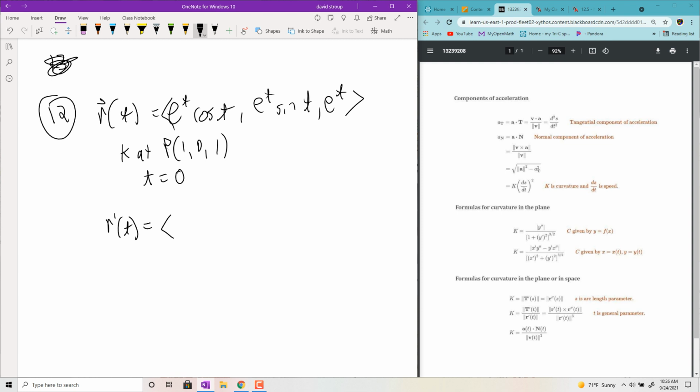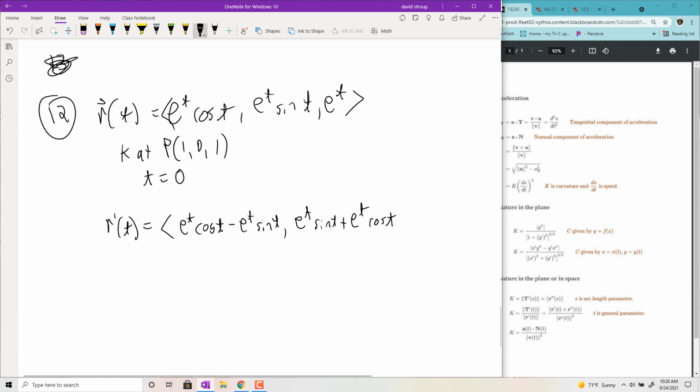So r prime of t, I got to do a product rule. The derivative of e to the t is e to the t times cosine t, and then plus leave e to the t alone. The derivative of cosine is negative sine, so I get negative e to the t sine t, comma. Then the next guy, the derivative of e to the t is e to the t sine t, and then plus e to the t cosine t. And this is just going to start to snowball already, right? And then we have e to the t. It may be better just to deal with the unit tangent vector, the derivative of the unit tangent vector, but I don't know.